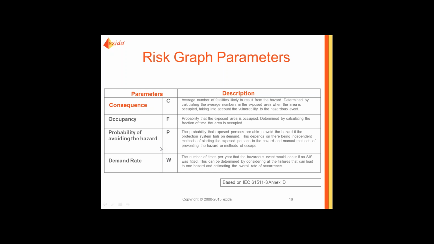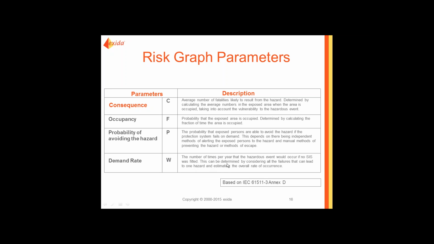And what's the probability of avoiding the hazard? And this is defined as the probability the exposed persons are able to avoid the hazard if the protection systems fail on demand. So obviously this depends on there being independent methods of alerting the people to the hazard and manual methods of preventing the hazard or methods of escape. So if they're there and something occurs, if there's an audible alarm or an audible and visual alarm, that they have enough time to get to safety and they have a means to get to safety.